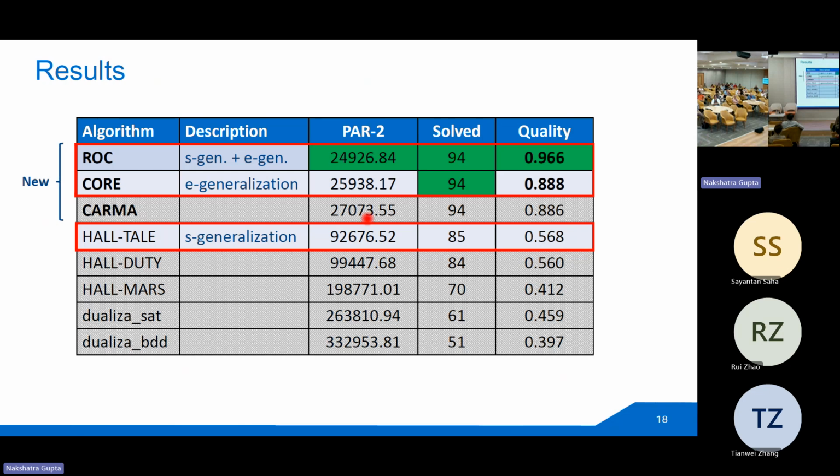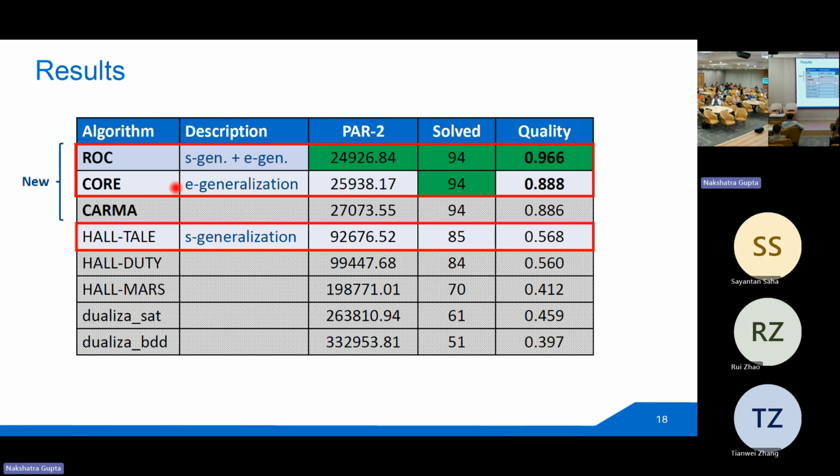So here we have Daoliza in its 2 modes, our 3 previous algorithms of HOL, tail, duty, and Mars, and our new algorithms, ROC, core, and karma. So tail is our previous algorithm that uses satisfying generalization, and core is a new algorithm that uses intelligent generalization. We can see that core outperforms tail. So intelligent generalization, instead of satisfying generalization, managed to boost the number of solved instances and the quality, and also the par-2 score in terms of runtime.